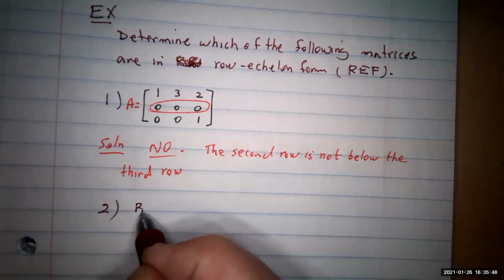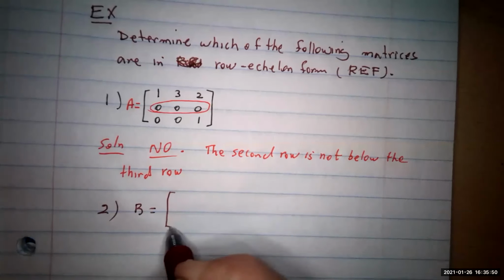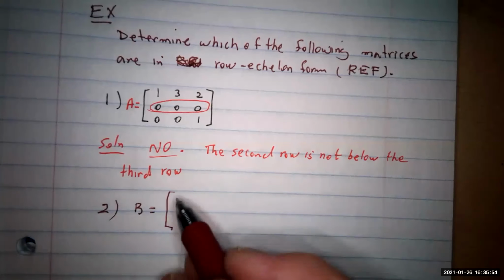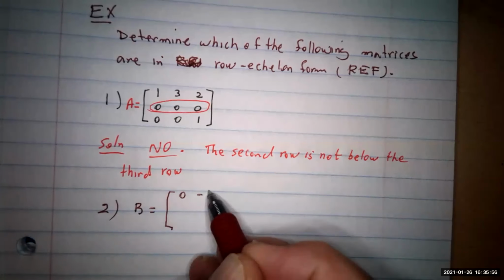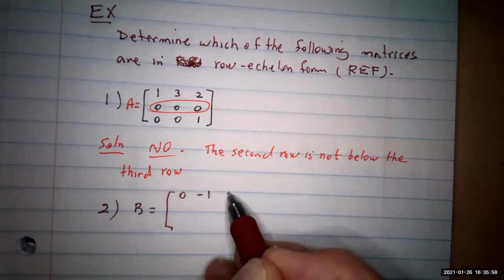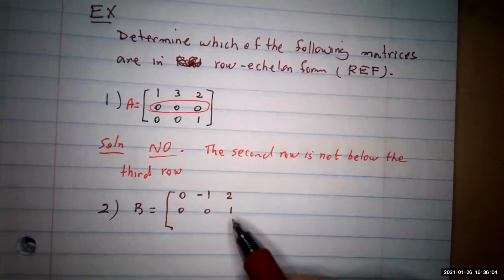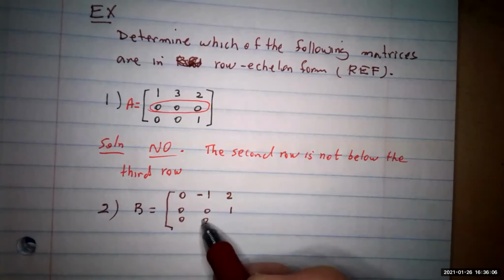So the second one, this is it. We get something like 0, -1, 2. And the next one is going to be 0, 0, 1. Then you have the 0, 0, 0, and the 0, 0, 0.